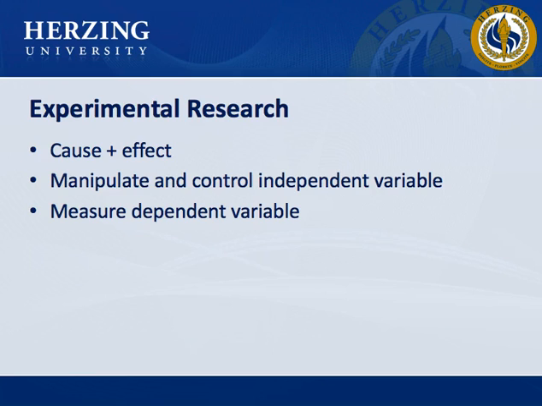Experimental research is concerned with cause and effect relationships, manipulating or controlling the independent variable, the cause, and measuring the dependent variable, which is the effect. Due to the difficulty of establishing causal relationships and applying controls on human beings, nursing research studies tend to employ non-experimental designs more often than experimental ones.